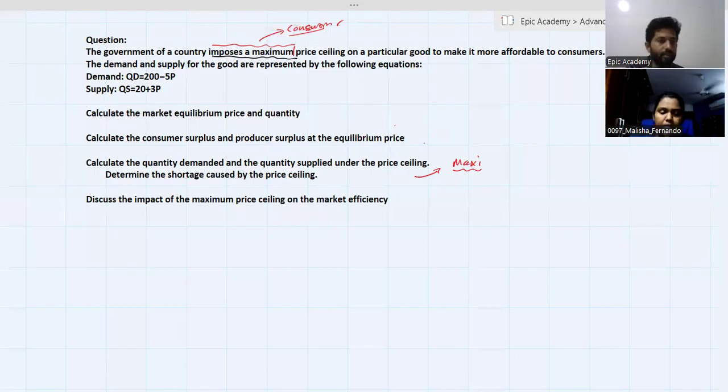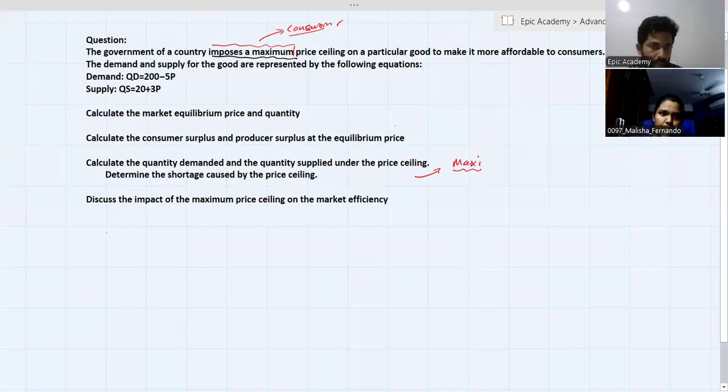And discuss the impact of the maximum price ceiling on market efficiency. I mean, in this question they are asking about the effect of the maximum price ceiling on the consumer surplus, producer surplus, and something like that. And the final thing is black market prices. Those are the things we have to consider here.